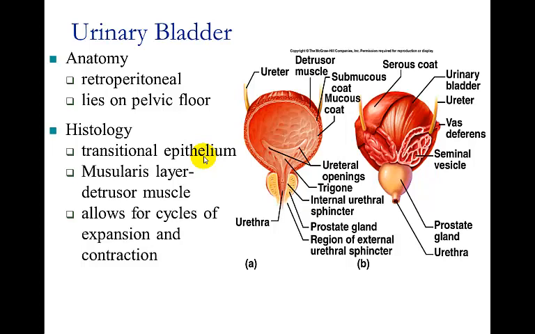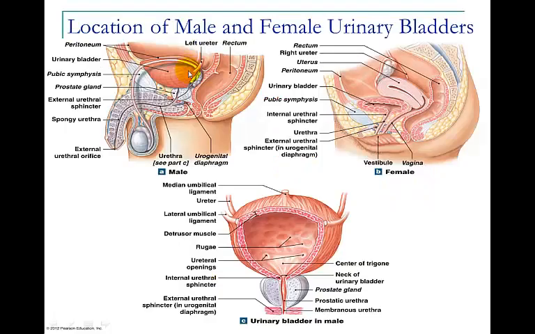The muscularis layer, the layer of muscle, is called the detrusor muscle, and there's a cycle of expansion and contraction as the bladder fills and then voids, fills and then voids. If we're looking here at a sagittal section, we see the urinary bladder sitting on the pelvic floor. That's true for men and for women. You'll notice that in men, just below the urinary bladder is the prostate gland, which of course is not going to be present in women.